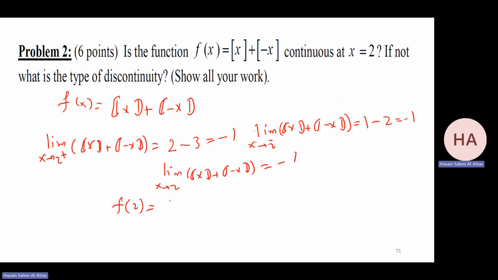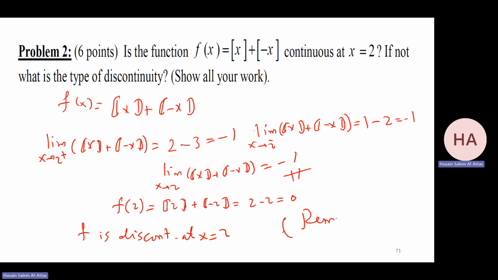What about f at 2? f at 2 will be the greatest integer of 2 plus the greatest integer of minus 2, and that will be 2 minus 2, which is 0. So they are not the same. So f is discontinuous at x equals 2. Not only that, what's the kind? Removable.